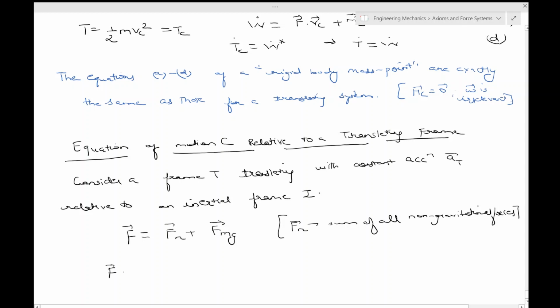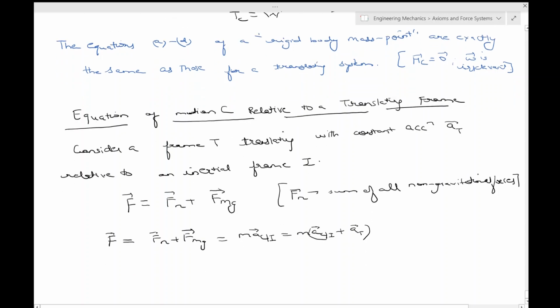So if you want to write the equation of motion, this would be Fn plus Fmg equal to M aC with respect to I, equal to M aC with respect to the I frame plus aT. Okay, so we have just written the acceleration of C with respect to the I frame in terms of the acceleration of C in the T frame, and obviously this acceleration of T is with respect to the I frame. So we don't really write this I frame all the time, but it's very clear over here. Let it be, but in the future I'll be dropping this I frame.